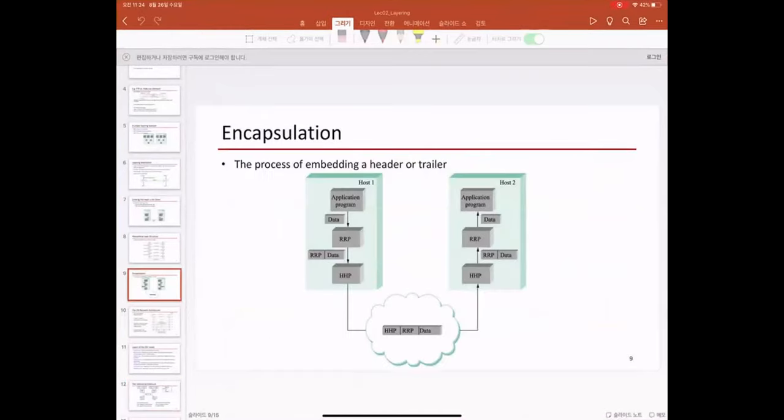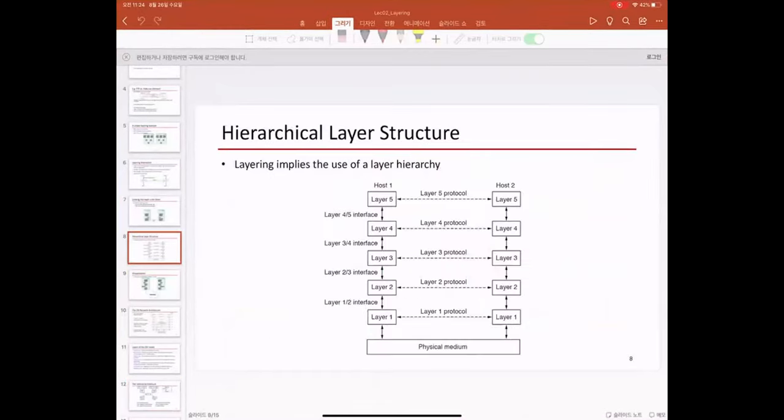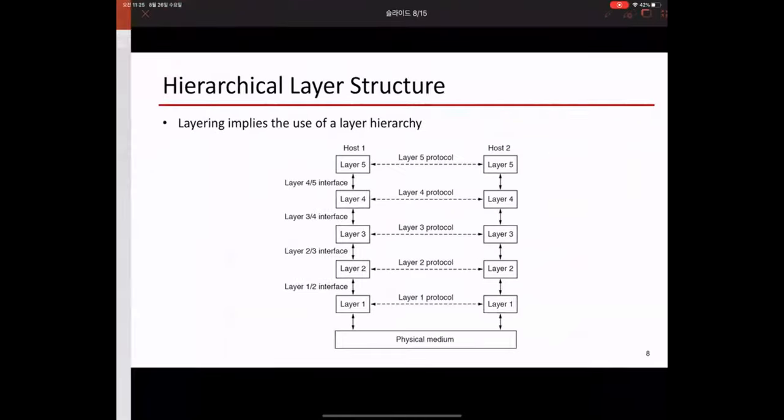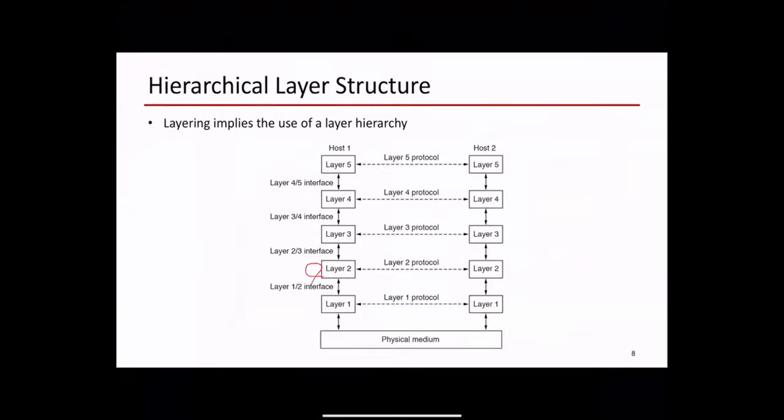Wait, again, in which layer? So you don't specify the layer. Let's say somehow damaged. Is that your question? Yeah, maybe in the transport protocol, let's say bits are damaged. How does B know that they are damaged? Oh, by check. So good question. Every layer has a checksum.